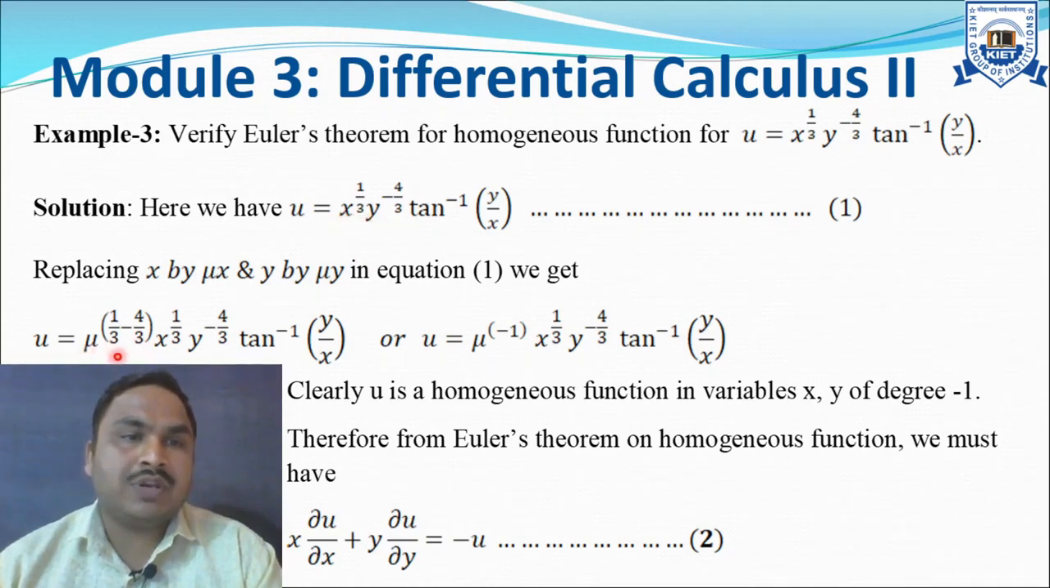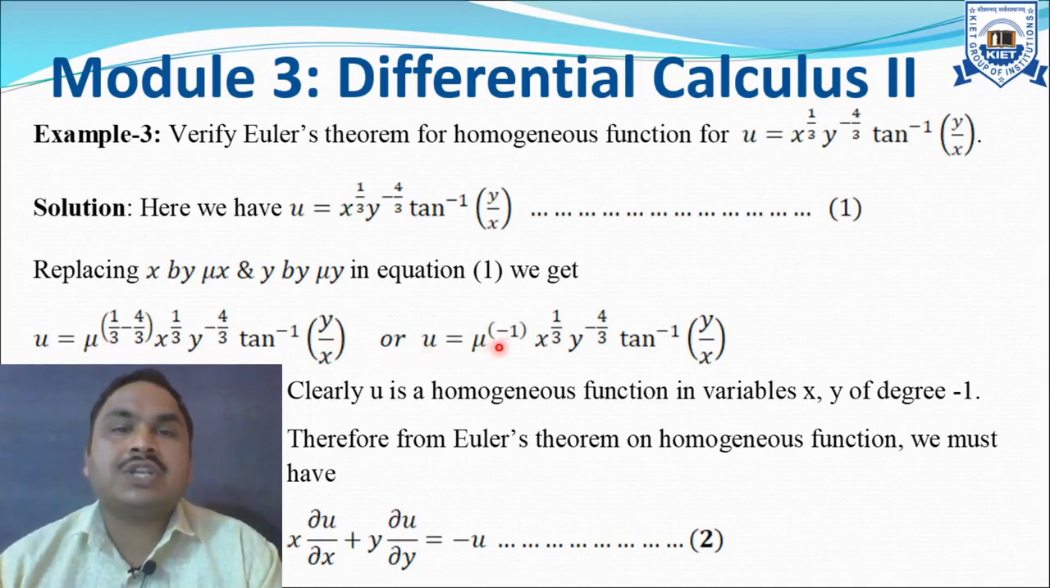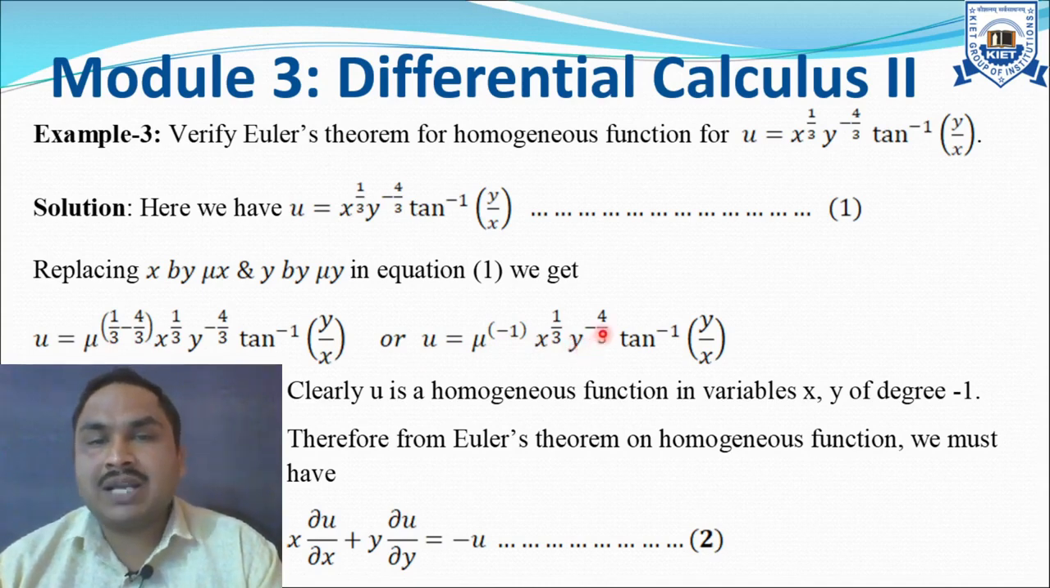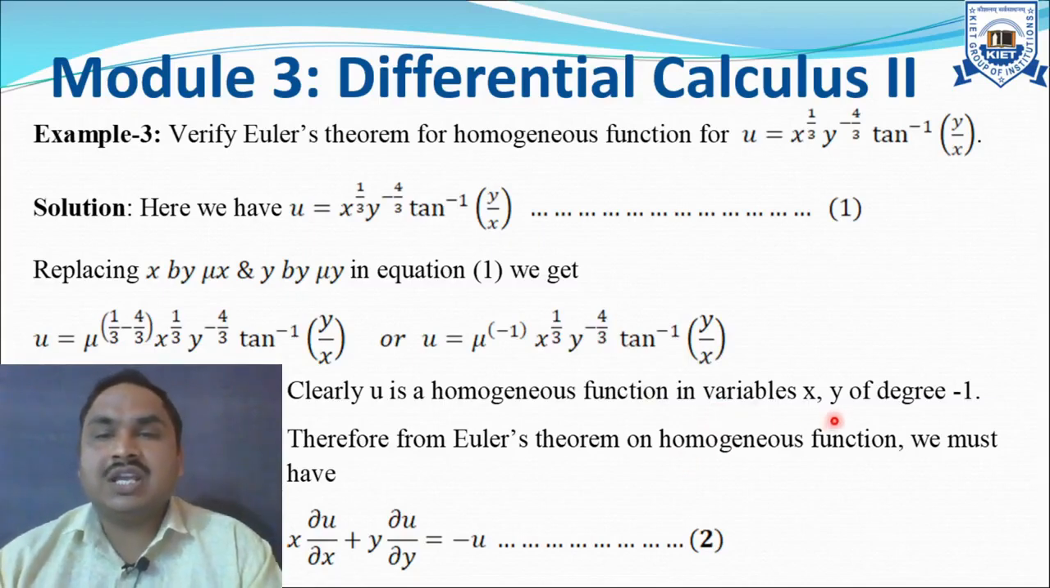The total power of mu will be 1 by 3 minus 4 by 3, and x raised to the power 1 by 3, y raised to the power minus 4 by 3 will be as such. In the inverse function, if I replace y by mu y and x by mu x, mu will be cancelled out. We shall get y over x only. So if we simplify it, we get u equals mu raised to the power minus 1, x raised to the power 1 by 3, y raised to the power minus 4 by 3, tan inverse y over x. Clearly u is a homogeneous function in variables x, y of degree minus 1.